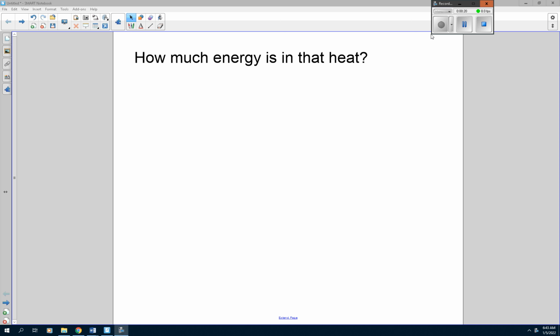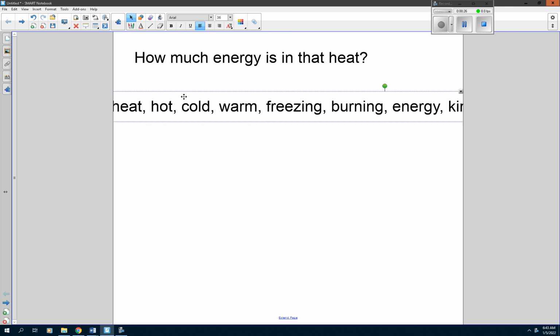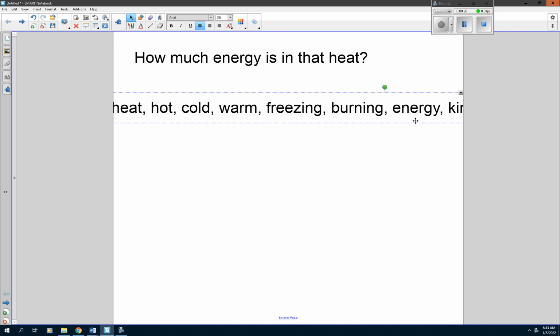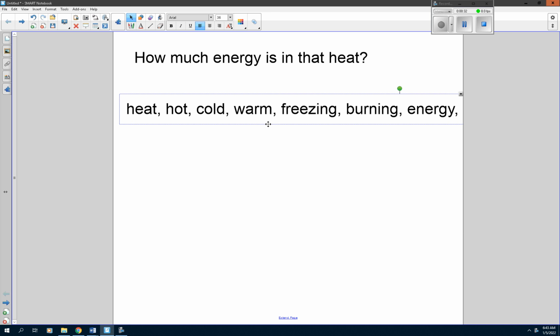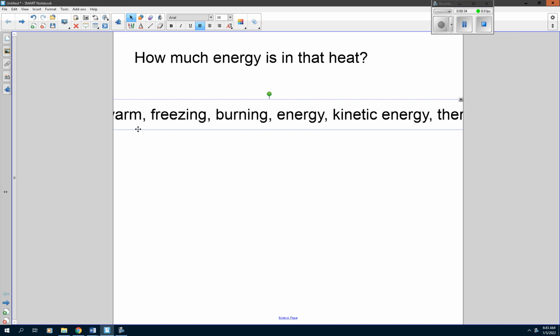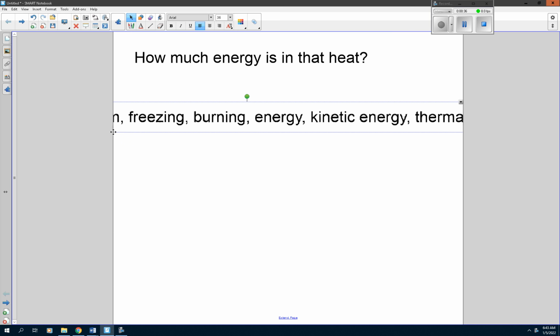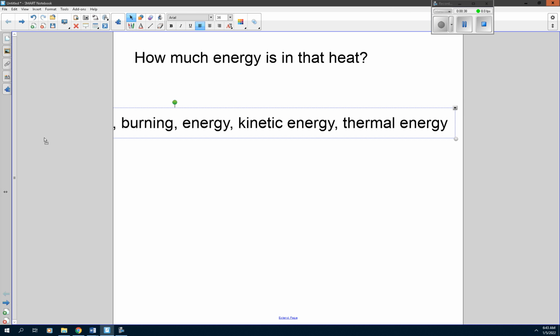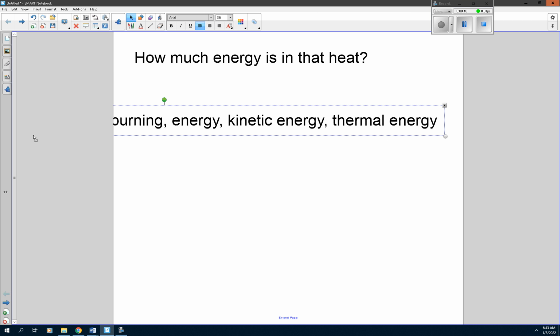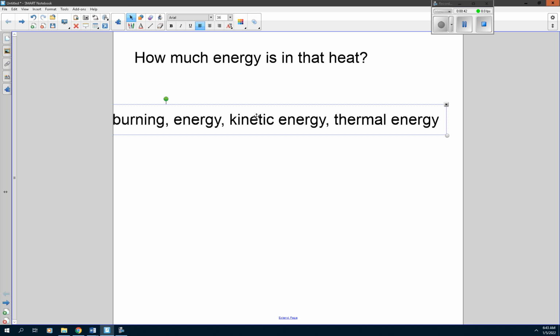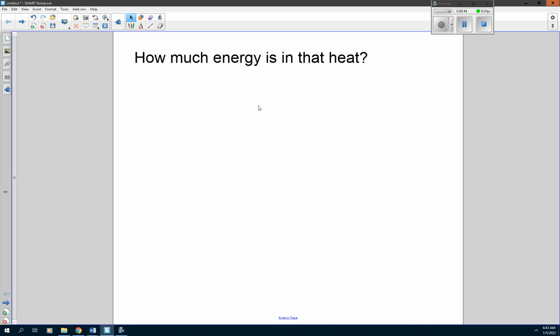describe. So sometimes you might like to say heat, and sometimes you might like to say energy, and there's probably a lot of different words you could use to describe heat. You might say something is hot or cold or warm or freezing or burning, or maybe you want to use the term energy, or maybe you want to be technical and say kinetic energy or thermal energy. There's a lot of different ways that we can talk about the concept of heat or energy.